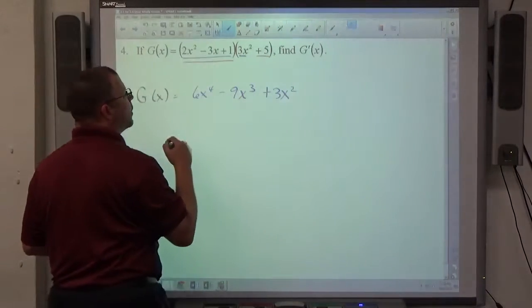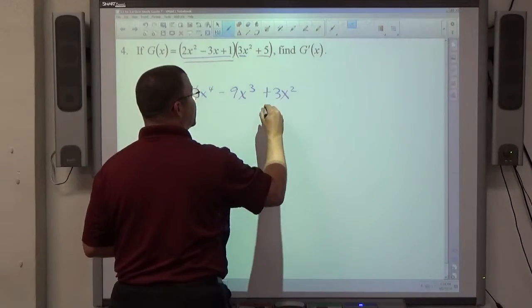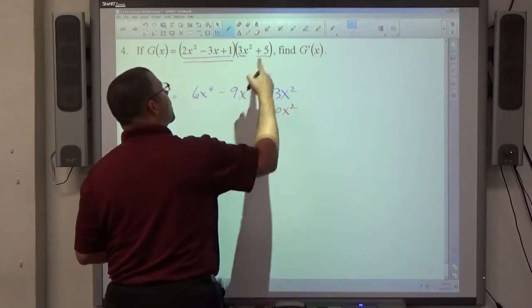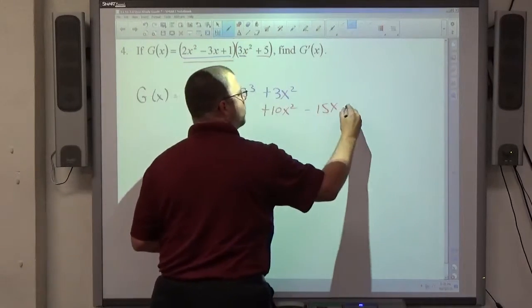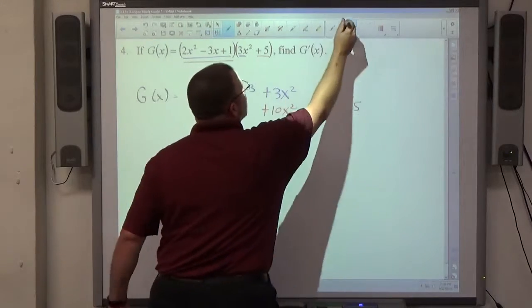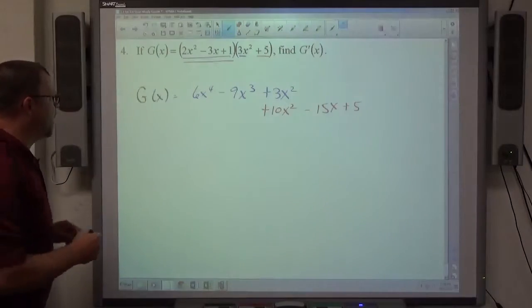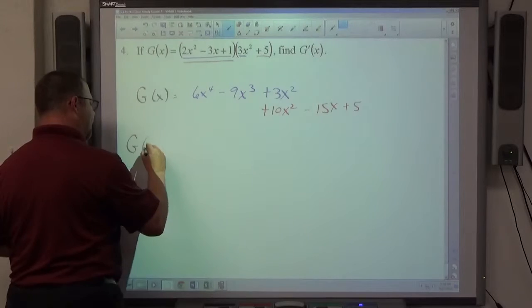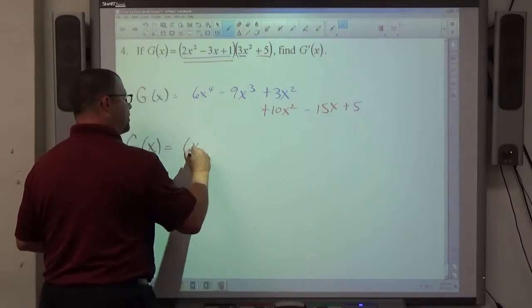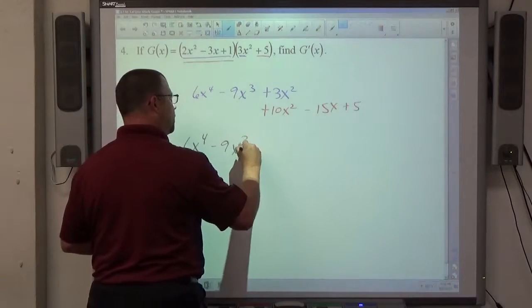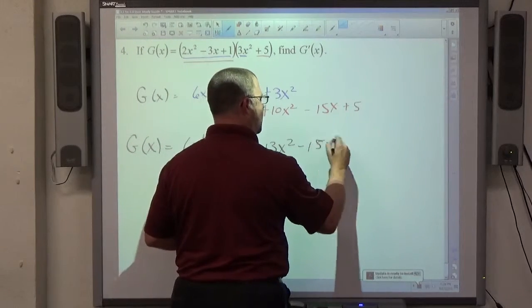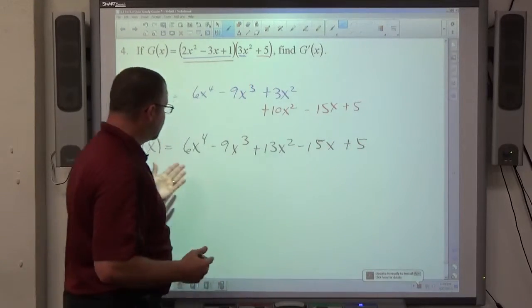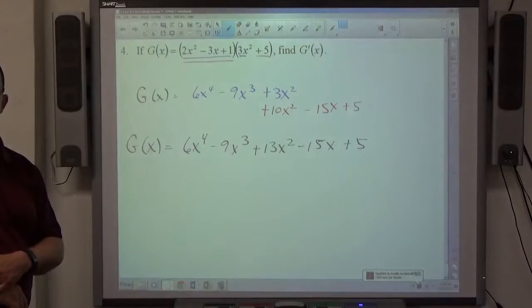5 times 2x squared is plus 10x squared. 5 times negative 3x is negative 15x. 5 times 1 is plus 5. That gives me a simplified version of g of x as this power function: g of x equals 6x to the 4th minus 9x cubed plus 13x squared minus 15x plus 5. And now it's just a simple polynomial structure.